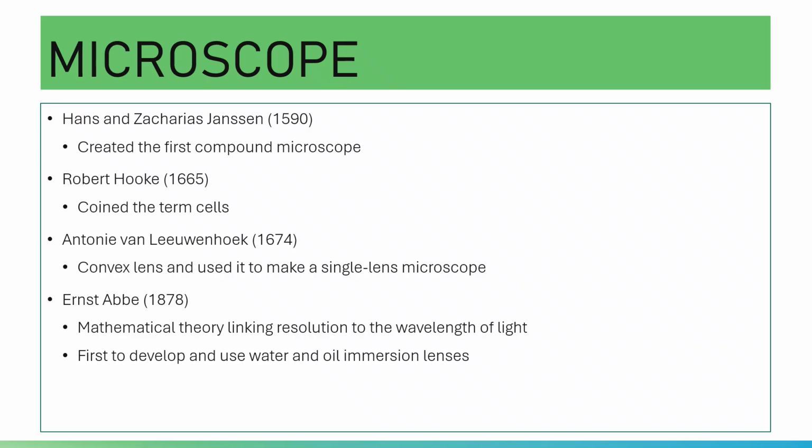In the context of histology, as well as in the context of pathology, the compound microscope is utilized to examine stained and unstained tissue sections. Anyhow, let's take a look at a brief history of the compound microscope.